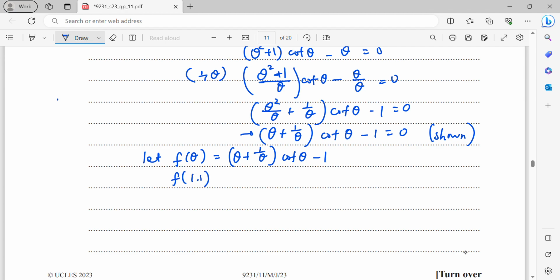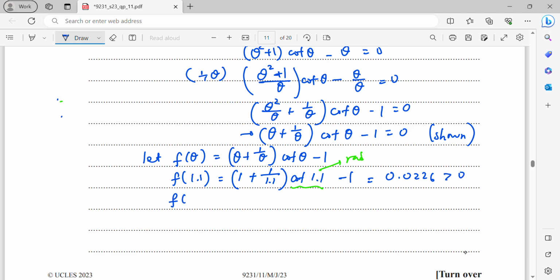So now you count f(1.1). It will be 1 plus 1 over 1.1 times cotangent 1.1 minus 1. When you need to count the cotangent 1.1, make sure the calculator is in radians mode. Okay, this is in radians mode. Then you will get 0.0226, which is greater than 0.